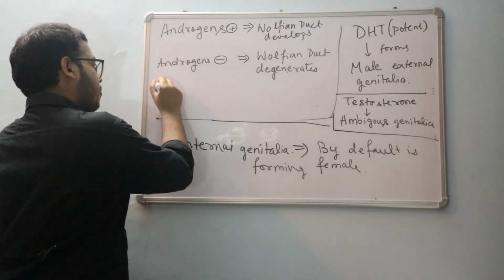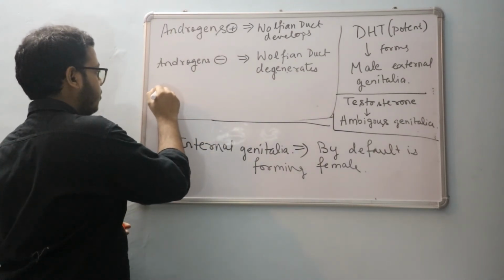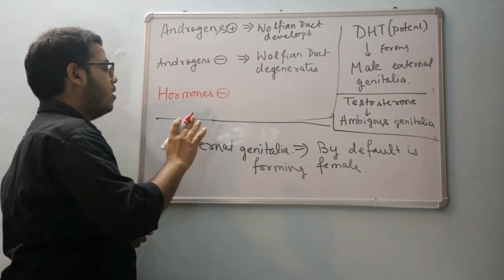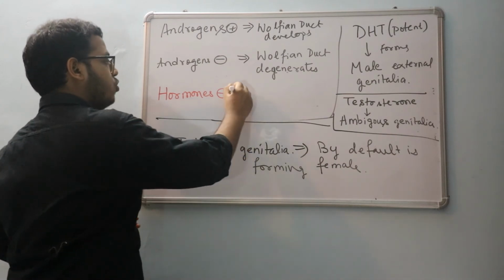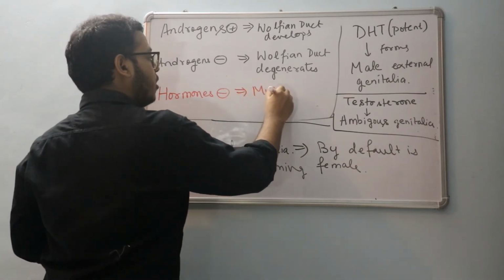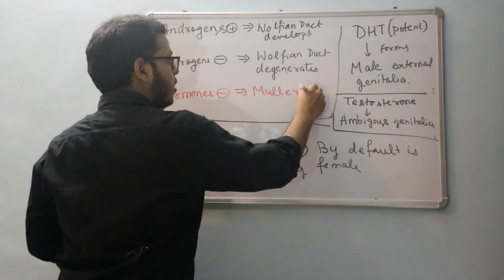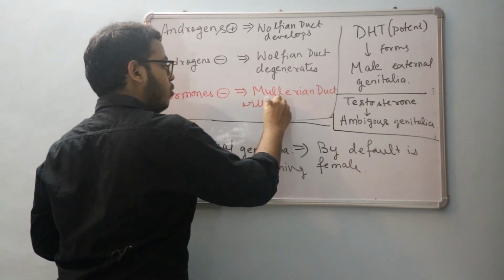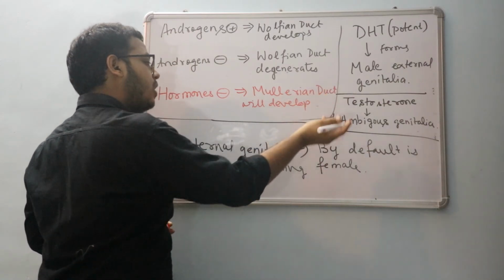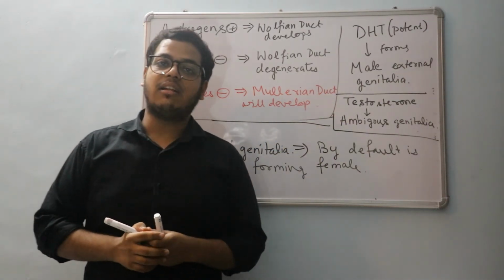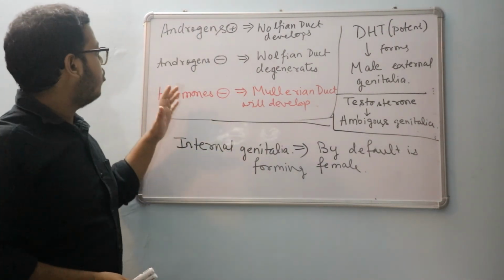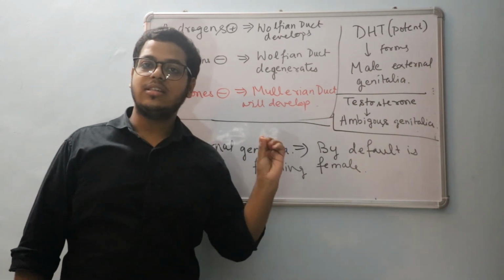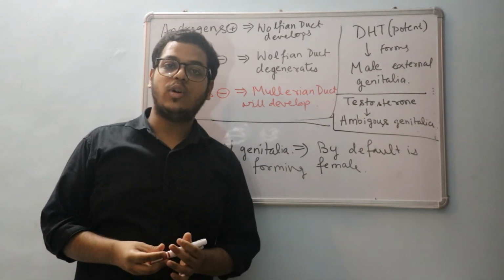So in absence of any hormone, that is estrogen is also not present, even if estrogen is not present, Mullerian duct will develop into the female internal genitalia, and in absence of any hormone, in absence of androgens, the Wolffian duct has to degenerate. So this is the basics about sexual differentiation.